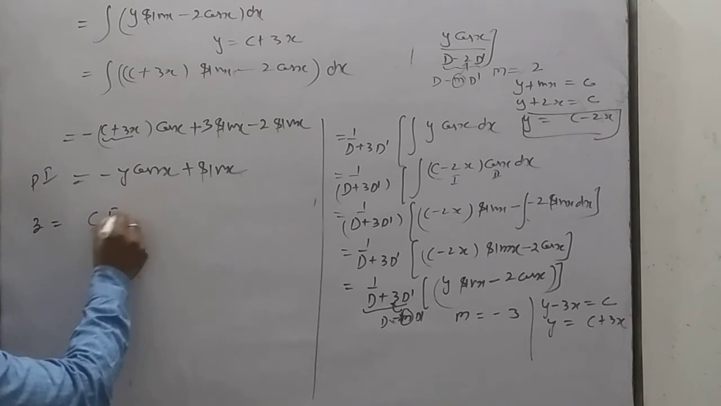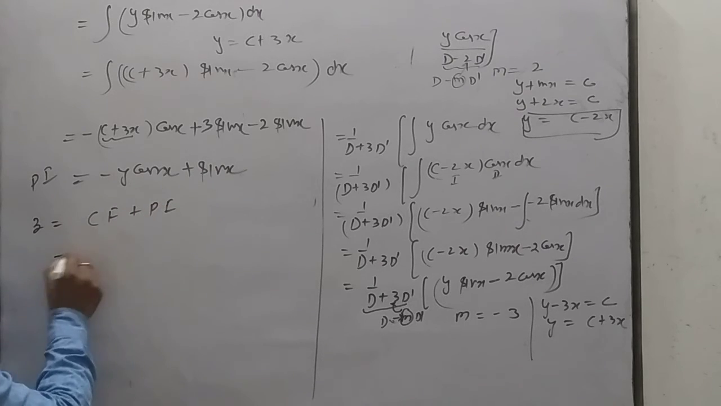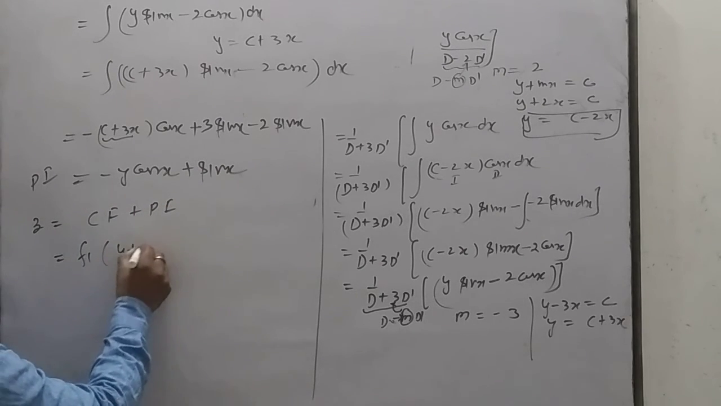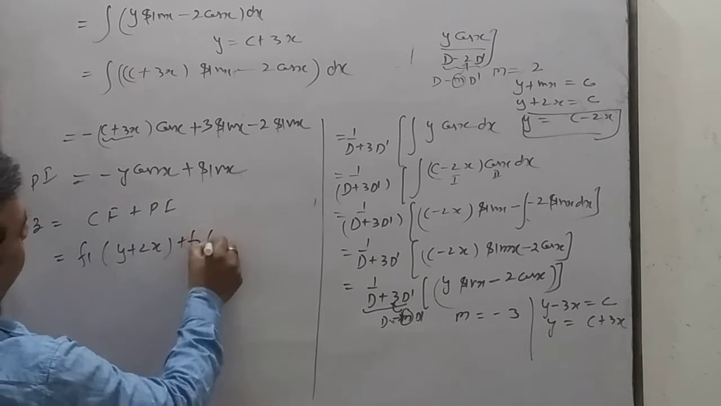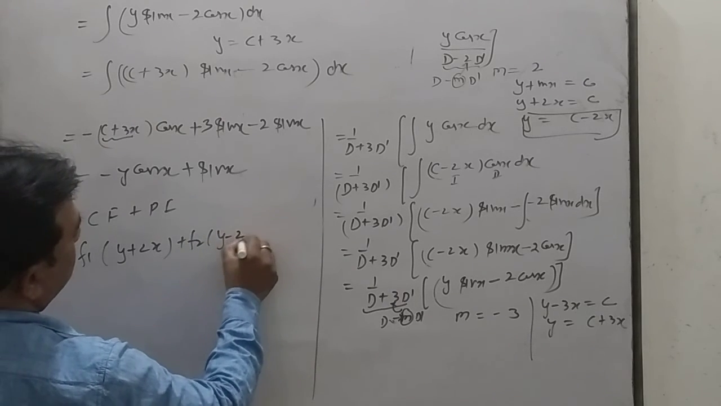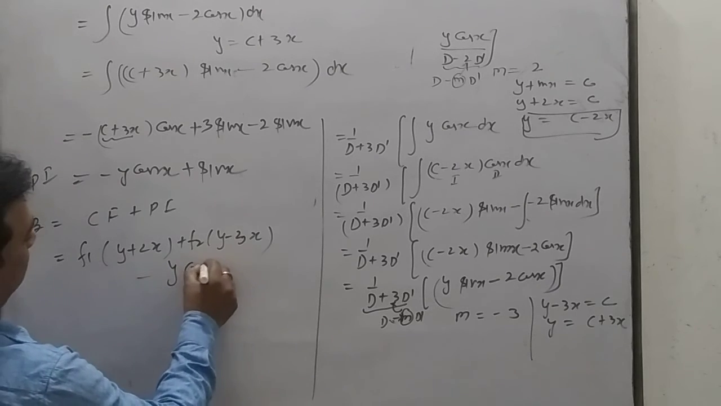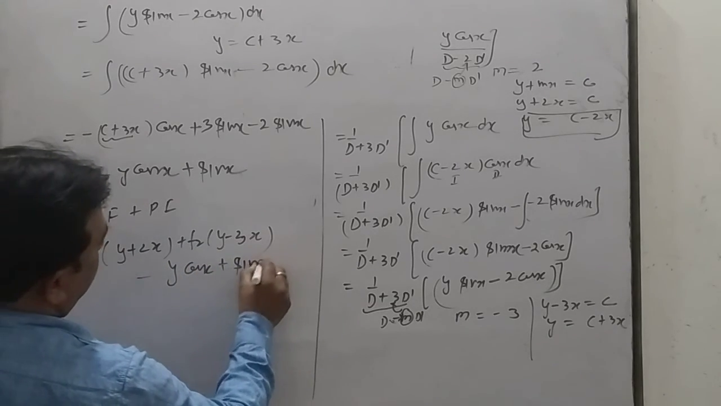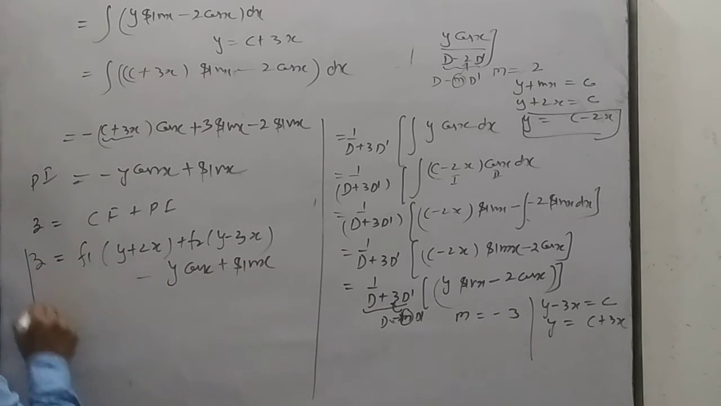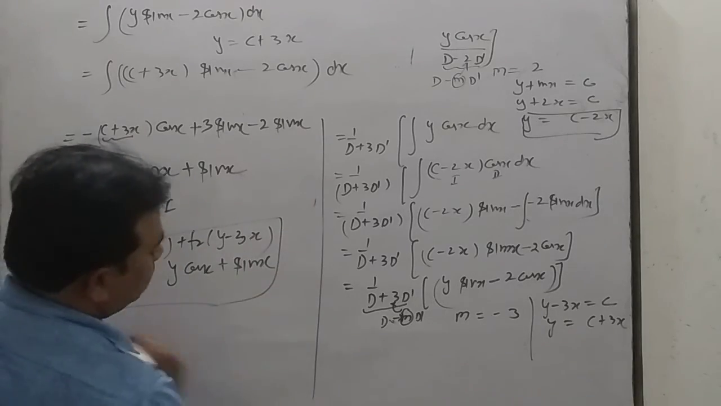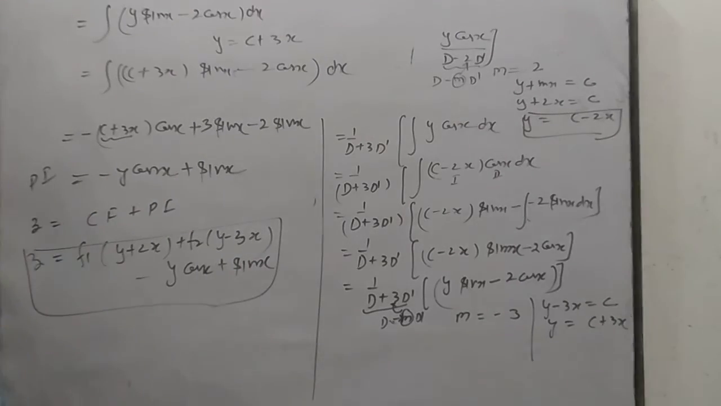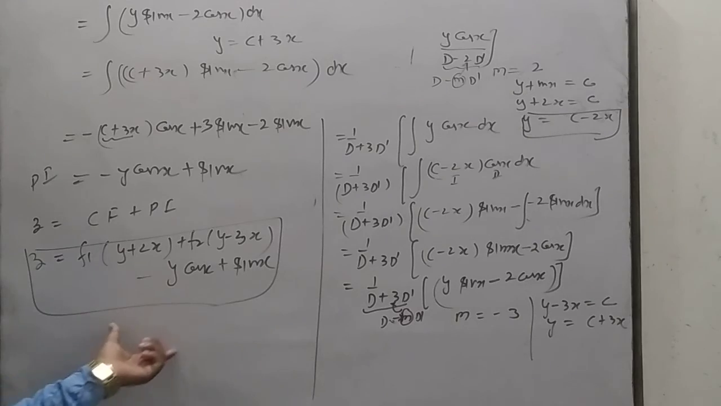Then z equal to CF plus PI, so z equal to f1(y plus 2x) plus f2(y minus 3x) minus y cos x plus sin x. This is the complete solution of this partial differential equation. You understand it better.